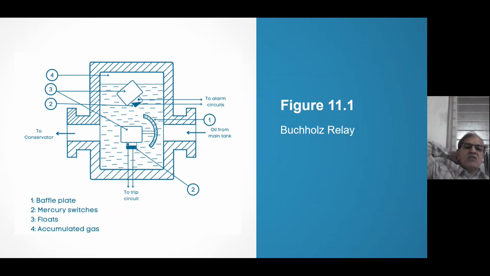The float will change its position if its buoyancy changes. That means the balance is disturbed, then it will twist. It will change its position. Normal position is this, and you can see that there is mercury. Number 2 is mercury. There are mercury switches. Mercury is a good conductor of electricity.